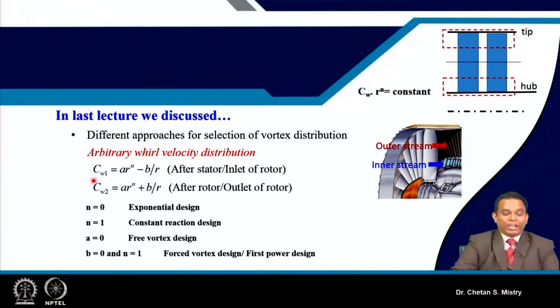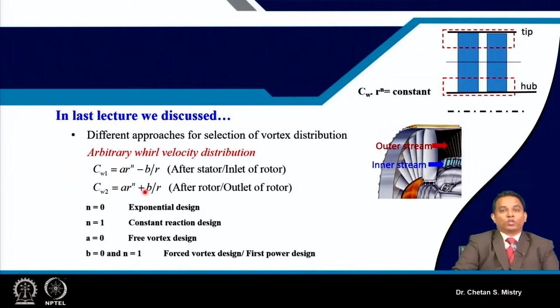So we have seen that at the entry of our rotor, or at the exit of the previous stage or previous stator, Cw1 is given by the formula A times r to the power n minus b by r. At the exit of our rotor, it is given by A times r to the power n plus b by r.